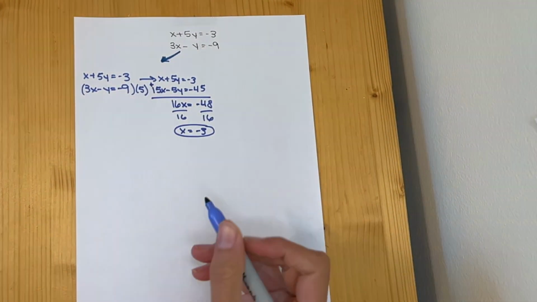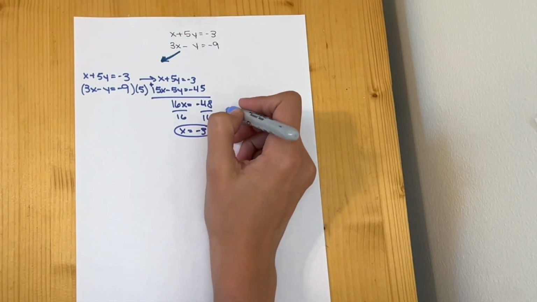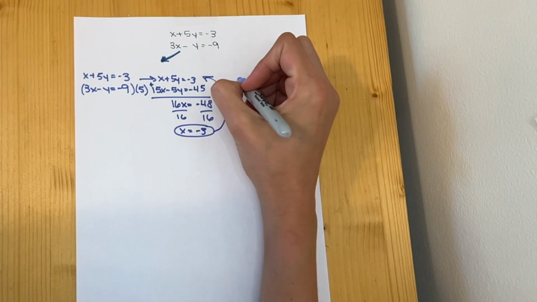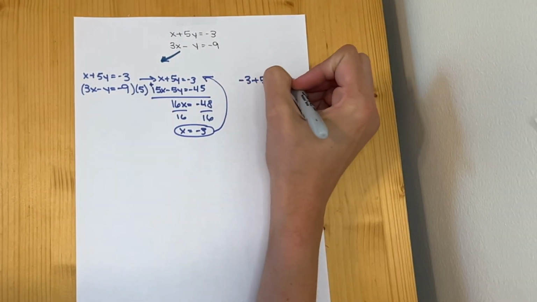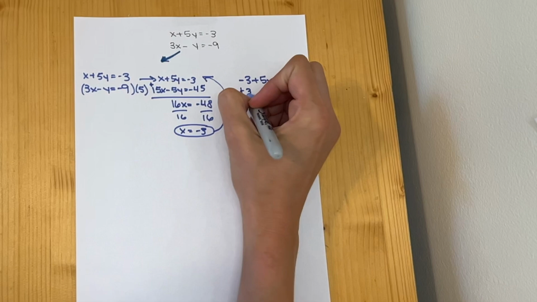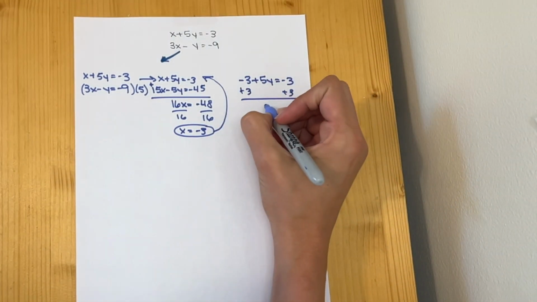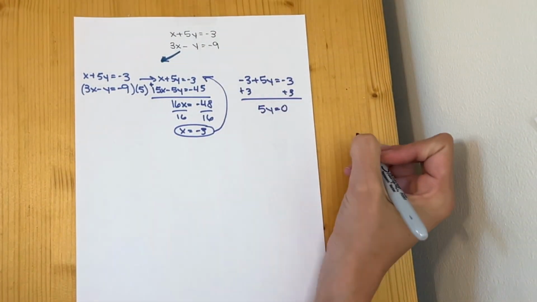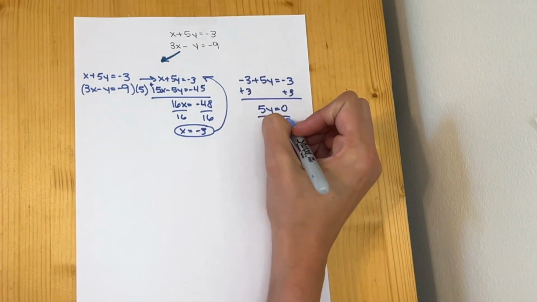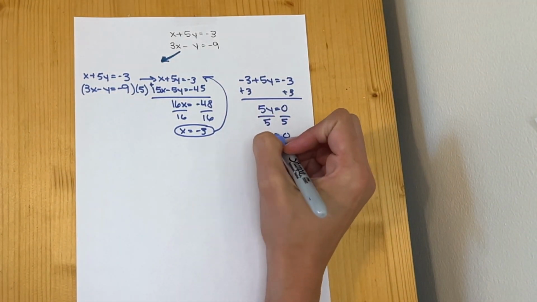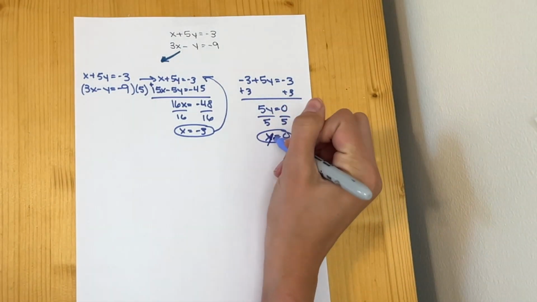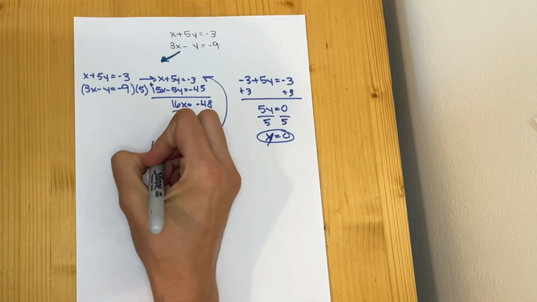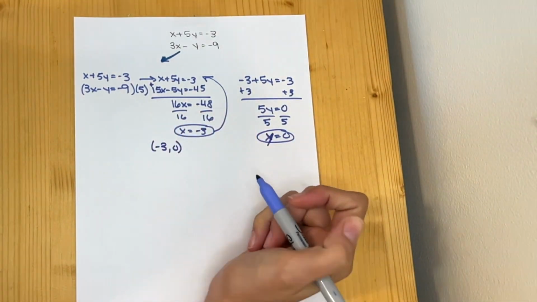And now we're going to substitute that back into one of our original equations here. I'm going to choose this first one. So it becomes negative 3 plus 5y equals negative 3. Add 3 on both sides. We get 5y equals 0. Divide by 5. y equals 0. And there's our ordered pair, x, y. The ordered pair negative 3, 0.